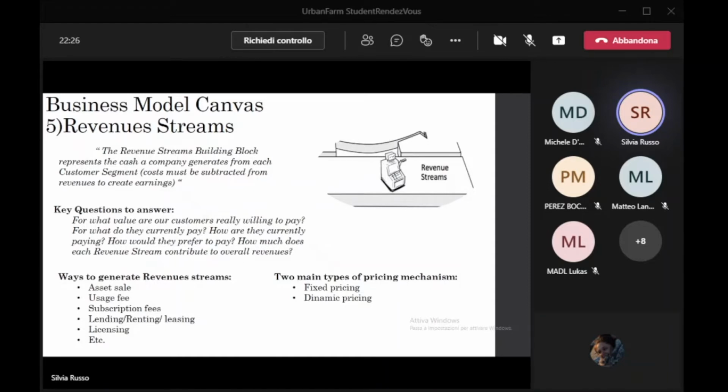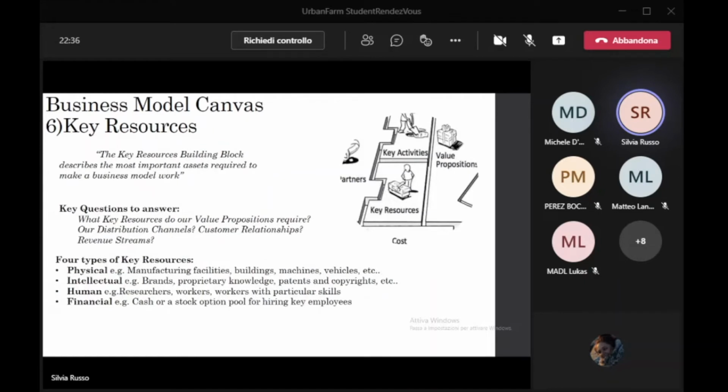Revenue streams close the right part of the business model canvas, and then the authors move on to the left part, and in particular move to the key resources building block that describes the most important assets required to make a business model work. Key resources can be of four types: physical resources, intellectual resources, human resources, and financial resources.